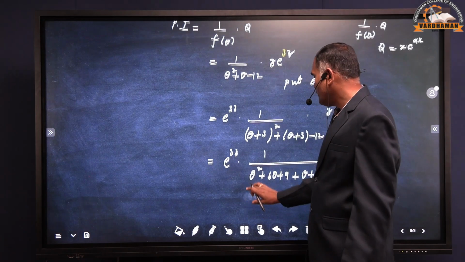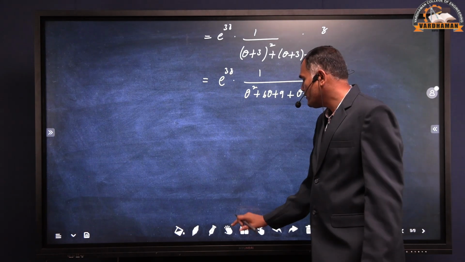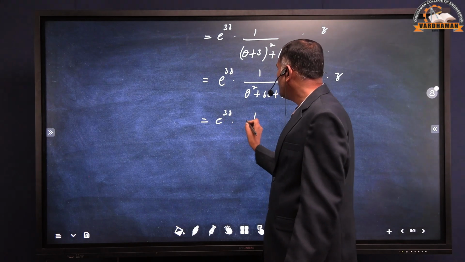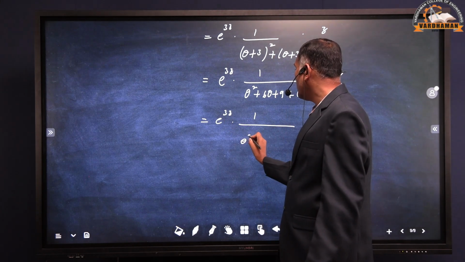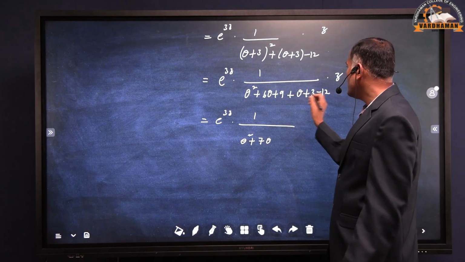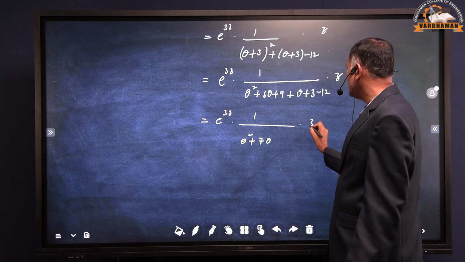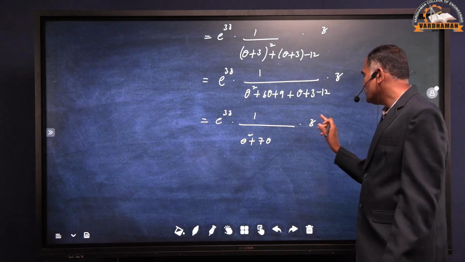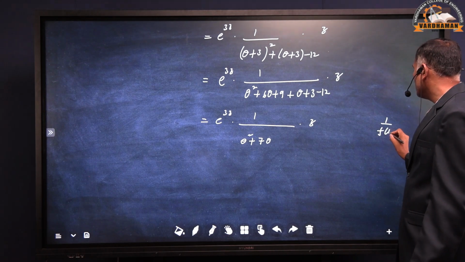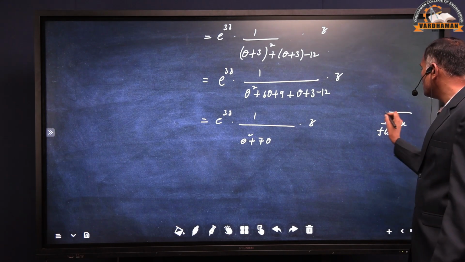Now let us simplify further. If we simplify further, we get e power 3z into 1 by θ squared plus 7θ. The 12 can be cancelled. We get like this. Now it is of the form some x into f of D.